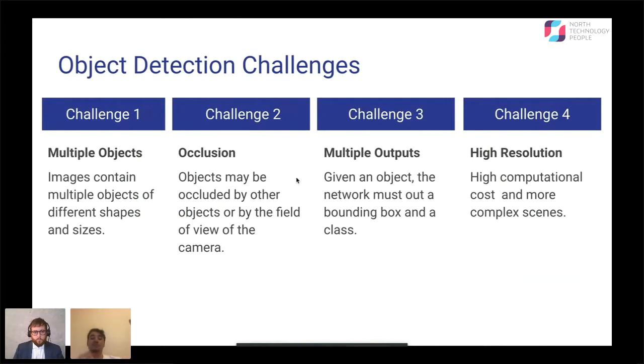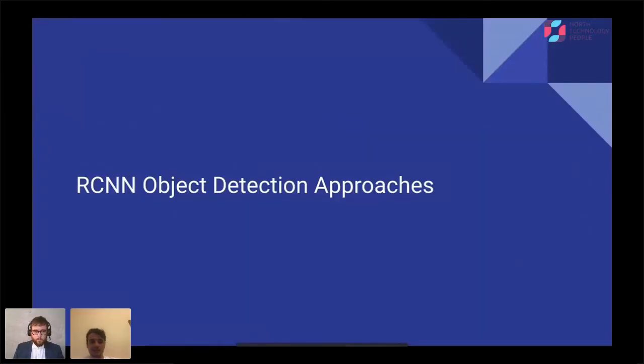Third challenge, multiple outputs. So we're trying to build a system that's not only going to output a label for an object, but also a bounding box that shows where and how big it is. And then the fourth challenge: in these object detection data sets or in the real world, we generally have high resolution images in complex scenes. So this means a high computational cost, and it makes it a little bit more of a difficult task.